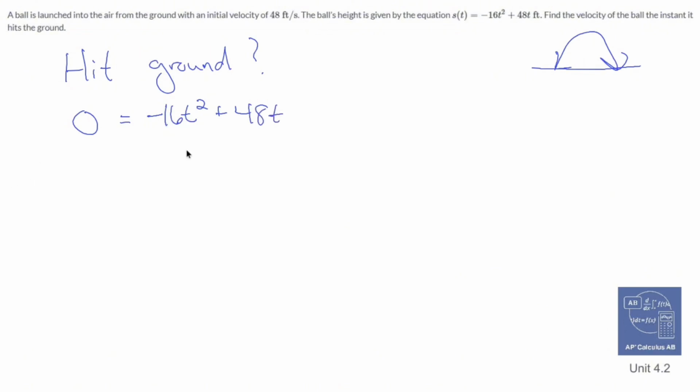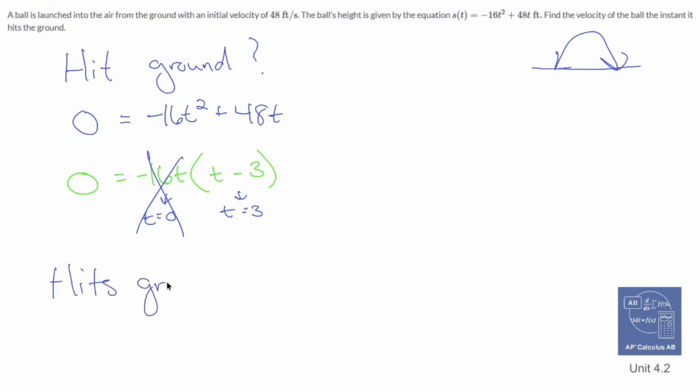Let's factor out negative 16 and t. So negative 16t, and that leaves us with t minus 3. So my two options for t are 0 and positive 3. Now one of these is where it's launched and one of these is where it hits the ground. I'm no mathematician, but I know 0 is where it's launched. So this hits the ground at t equals 3 seconds.